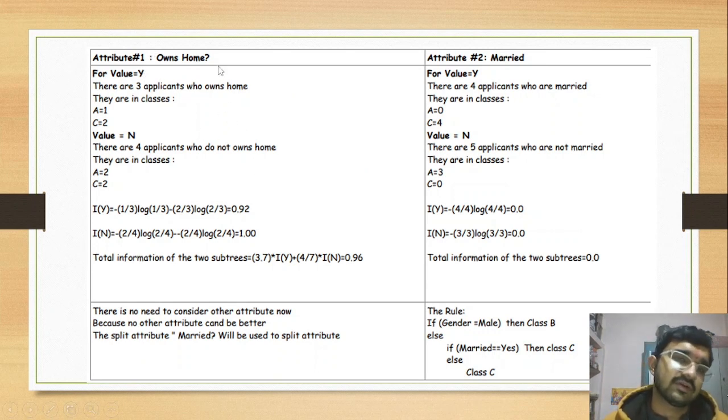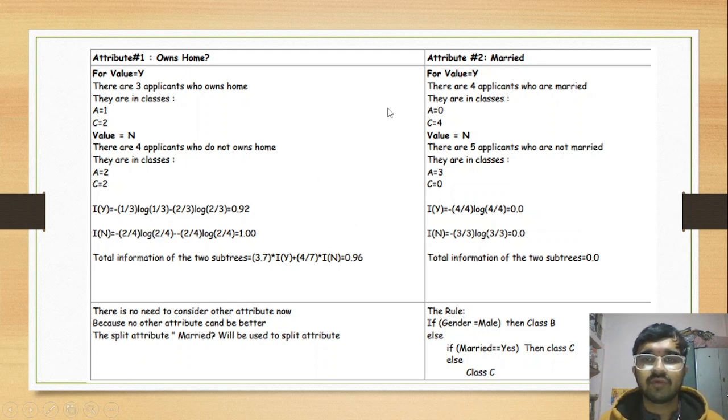First, for the home attribute, for value equals y, there are three applicants who own homes. They are in classes A equals 1 and C equals 2. And for value equals n, there are four applicants who do not own a home. They are in classes A equals 2 and C equals 2. Again we will calculate the information of y and n separately, and we will calculate the total information of the two subtrees, that we got as 0.96.